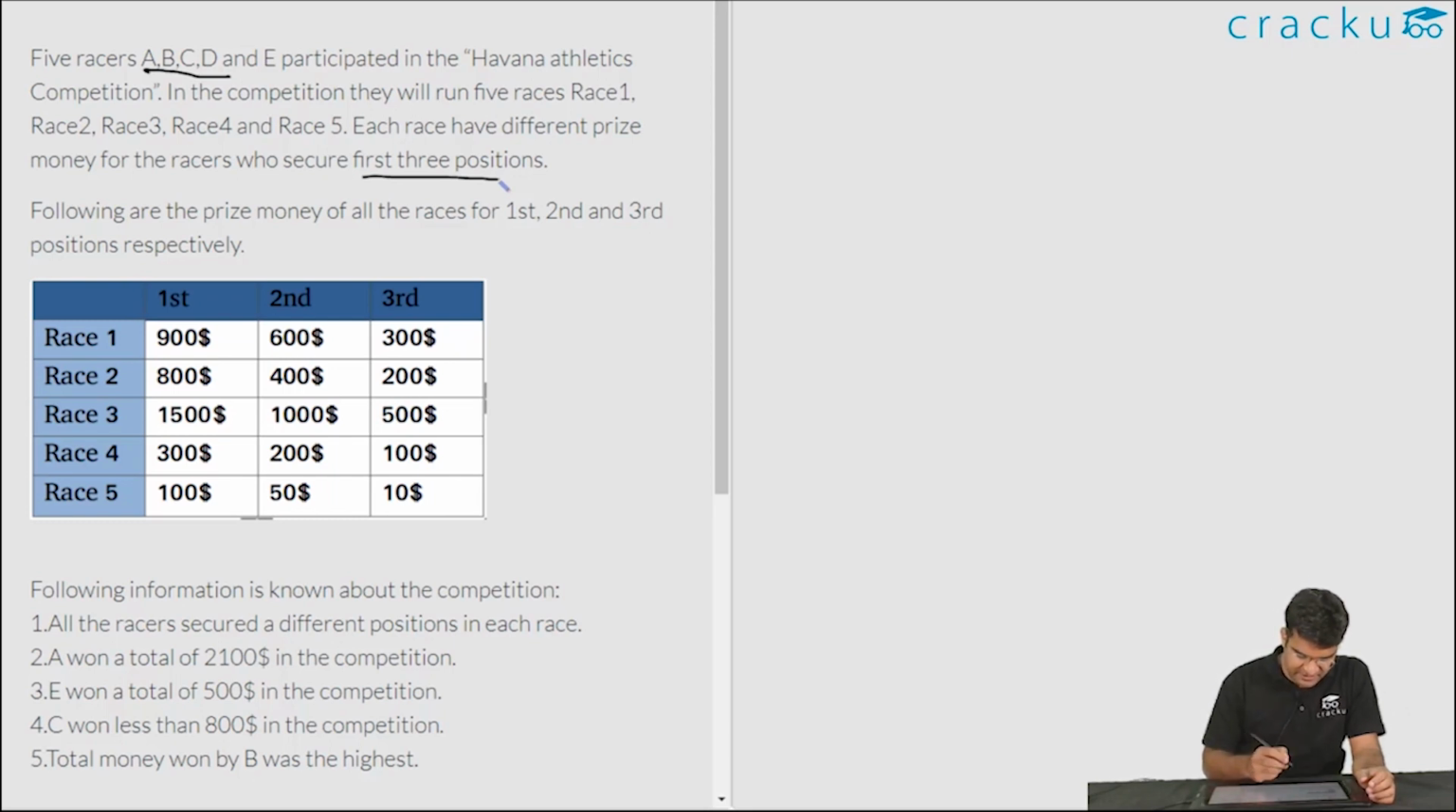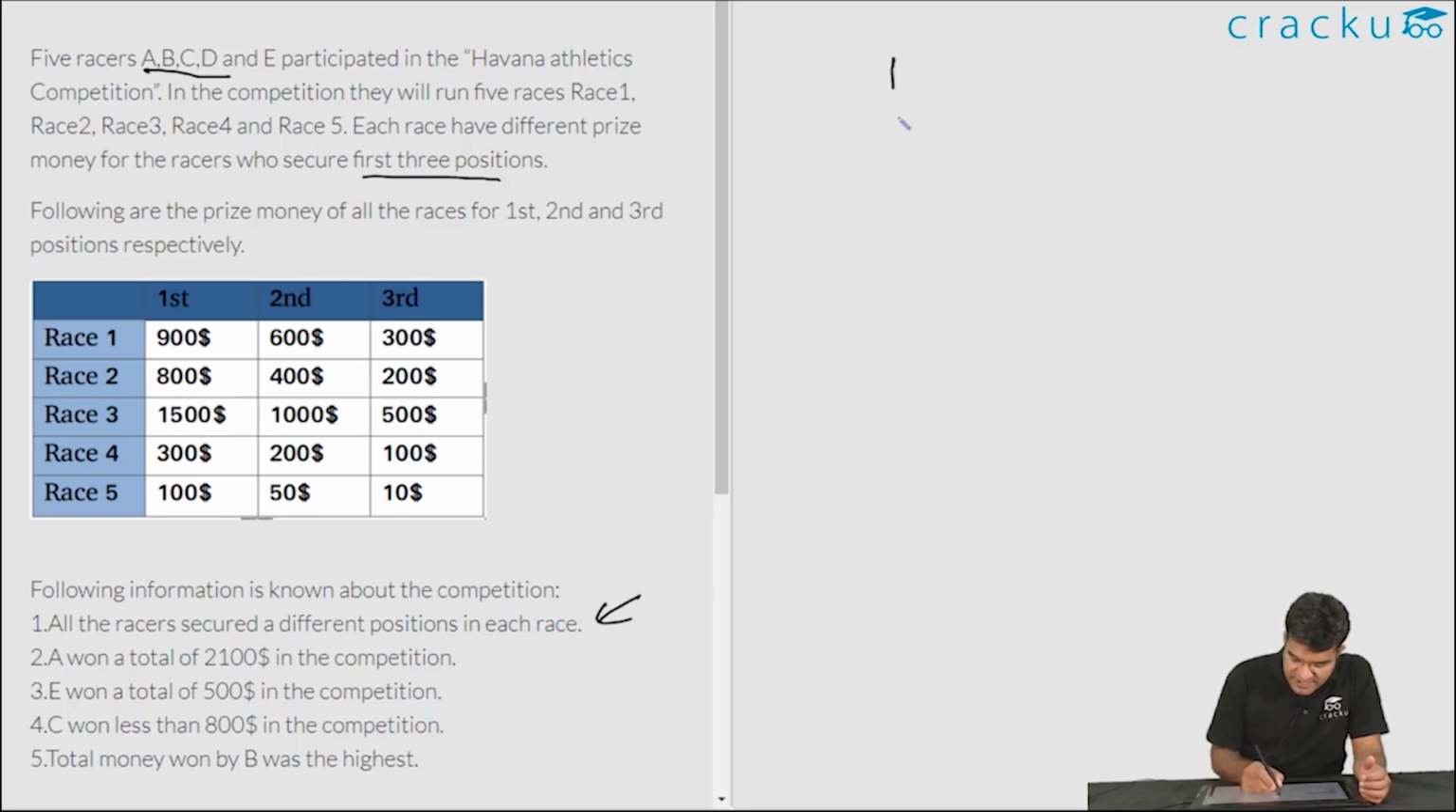The information that has been given is that all the racers secured a different position in each race. That is, in one of these races A came first, but he didn't come first in any other race. Similarly, he came second in one of the races, but he didn't come second in any other race. So this is basically like a Sudoku where each of them comes first only once and each of them comes second only once.